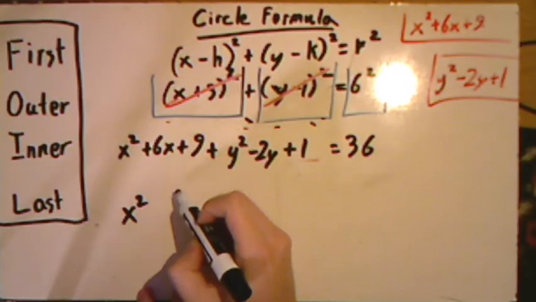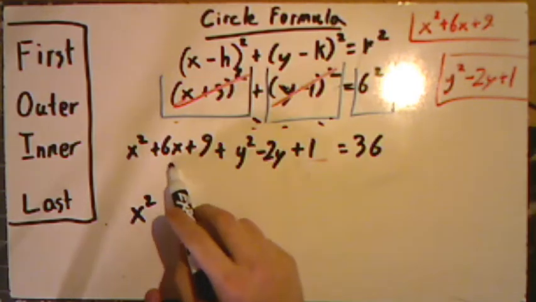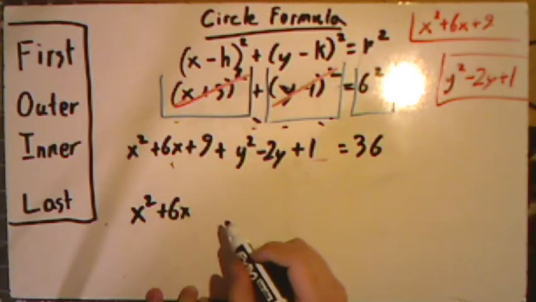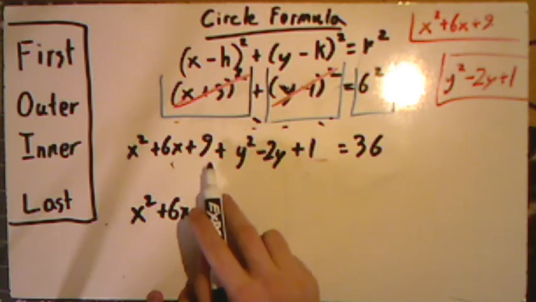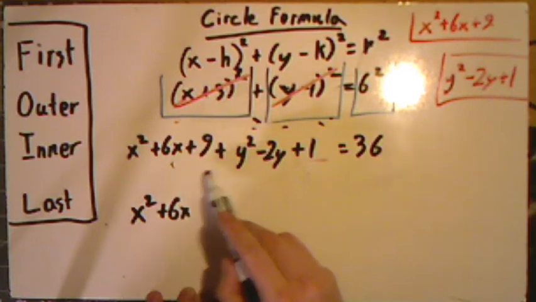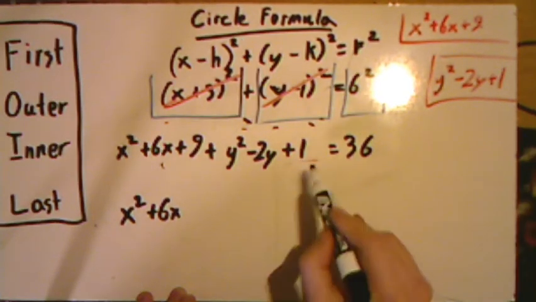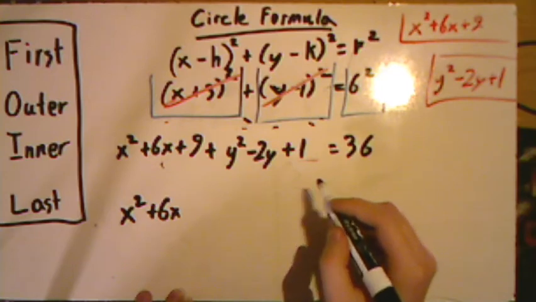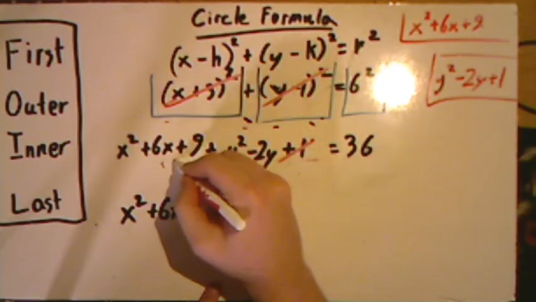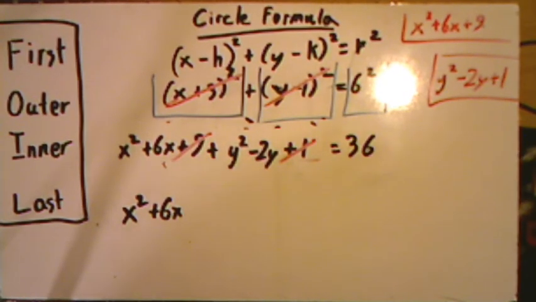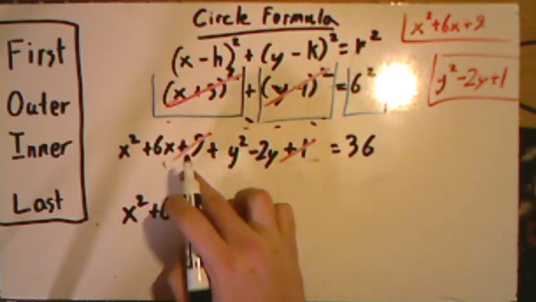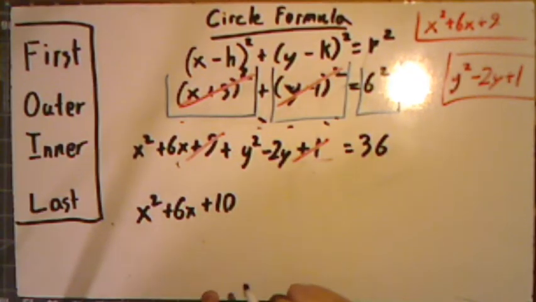6x, is there any other value that just has x in it? No. So we'll just drop that down. What about 9? Is there any value that doesn't have additional variables? No x, no y, no nothing? Well, we got a 1 right here, so we can add those together. So then we're going to get rid of both of these and instead just put down plus 10 because 9 plus 1 is 10.